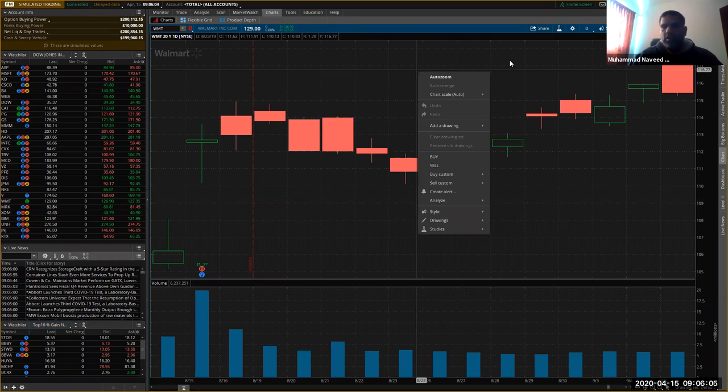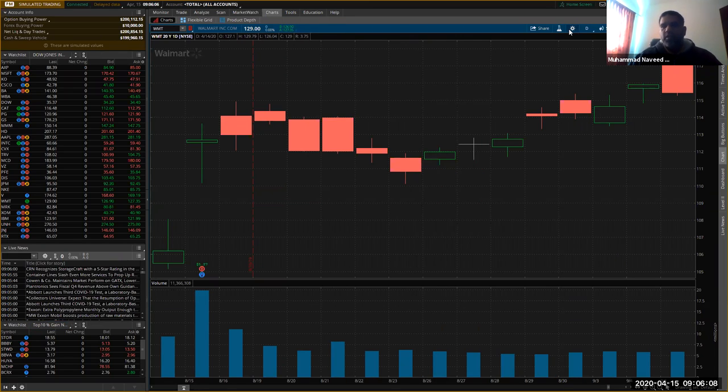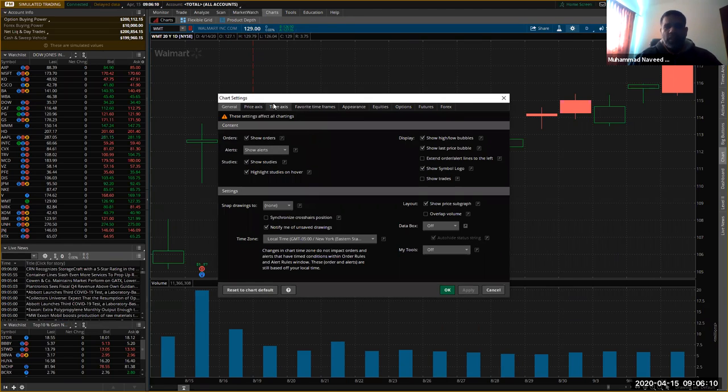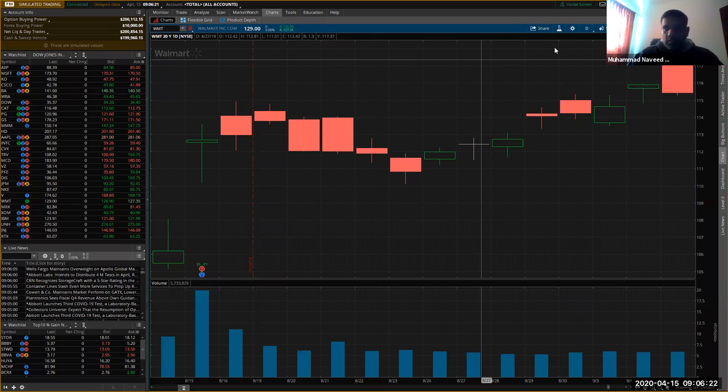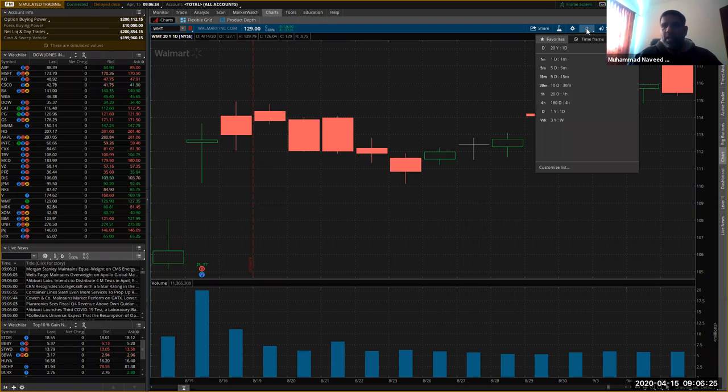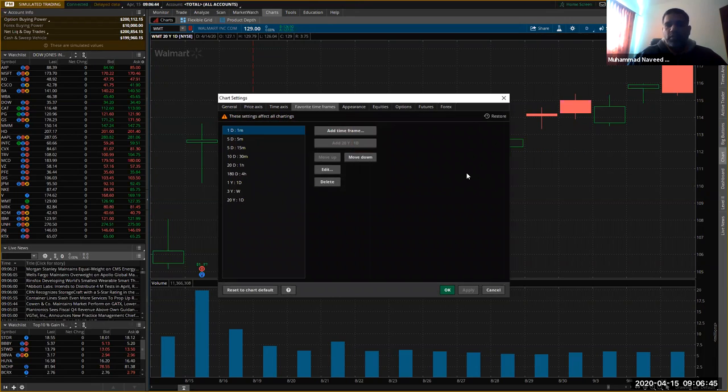Of course, you can click on this gear sign up here, and also make your appearance. You know, if you want to change these colors, you have the option to do that here as well. Another important thing is the time frame. Certain time frames already given to you. For example, 1 day, 1 minute chart, 5 day, 5 minute chart, 5 day, 15 minute chart, 10 day. So these are already there, but you can also change it, you can customize this.